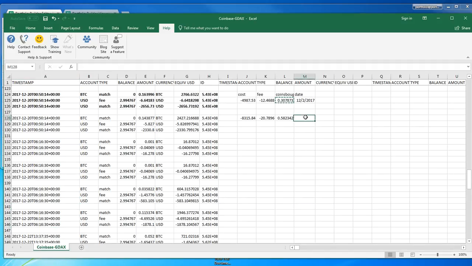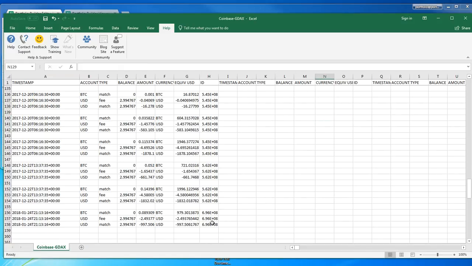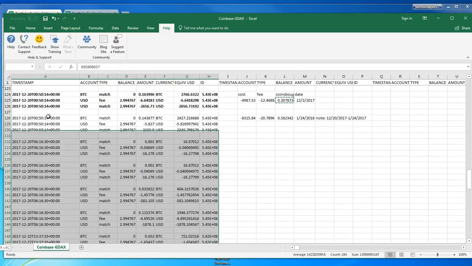So I can select these inputs, and the most recent date is 1/24/2018. But I'm going to give myself a note that it's purchases from 12/20/2017 through 1/24/2017. So that'll be one single entry that covers this entire block of trades. So you can see how that's a huge time saver.